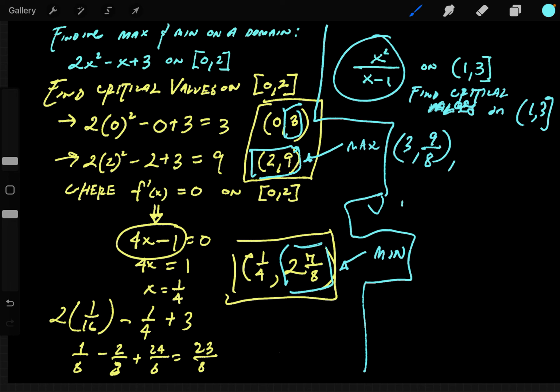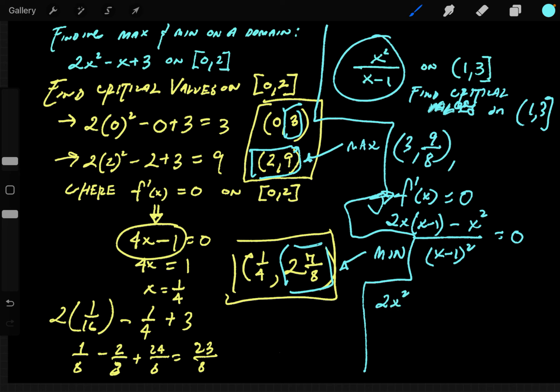Now let's see where the derivative equals 0 or is undefined. Let's first see where it equals 0. So I'm going to take the derivative of this. I'm going to use the quotient rule: 2x times the bottom function, minus the derivative of the bottom function times the top function, over the bottom function squared. And I'm going to set it equal to 0. I could do a little bit of simplification here. It's going to be 2x squared minus 2x minus x squared over (x minus 1) squared. And this simplifies to (x squared minus 2x) over (x minus 1) squared.